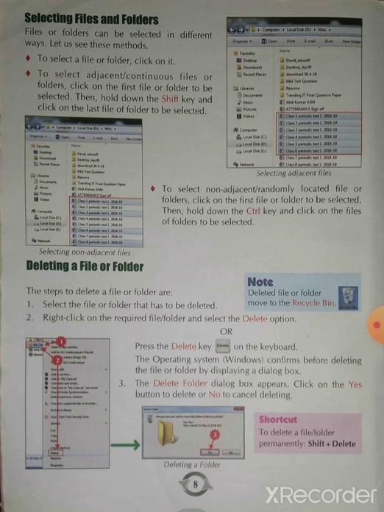Okay, to select adjacent or continuous files or folders, click on the first file or folder to be selected, then hold down the shift key and click on the last file and folder to be selected.